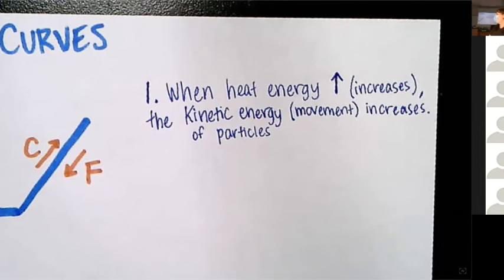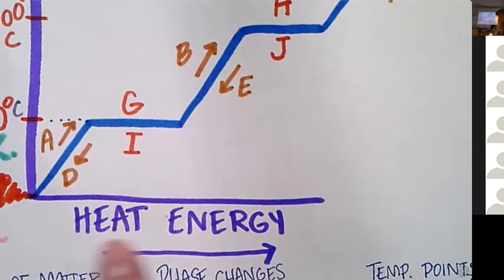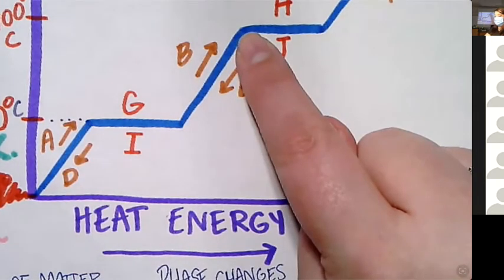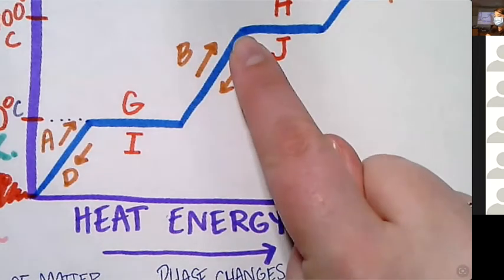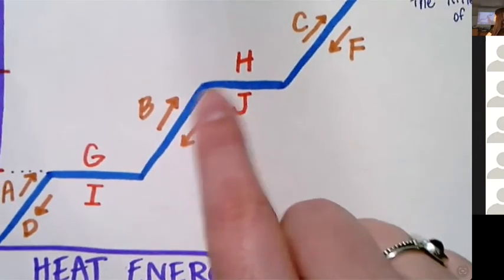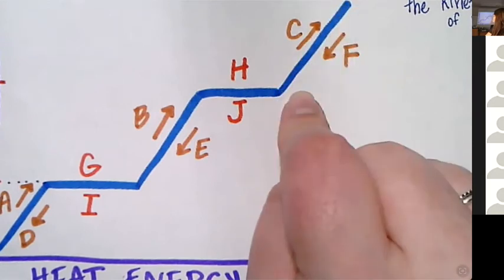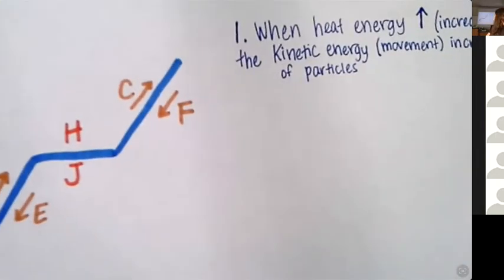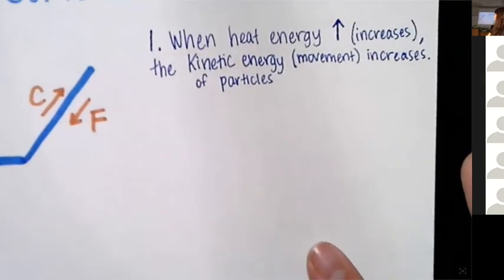So that means, let me show you the graph really quick. Here's our heat energy down here on this axis. That means that as we go this way on the graph, the heat energy is going to increase. So solids do not have as much movement as liquids because the heat energy has increased. And when the heat energy increases, the kinetic energy, aka the movement, increases as well. And then gases have a lot of movement, more movement than liquids. Okay. And I'll show you something about that in just a second whenever we get done with our notes.